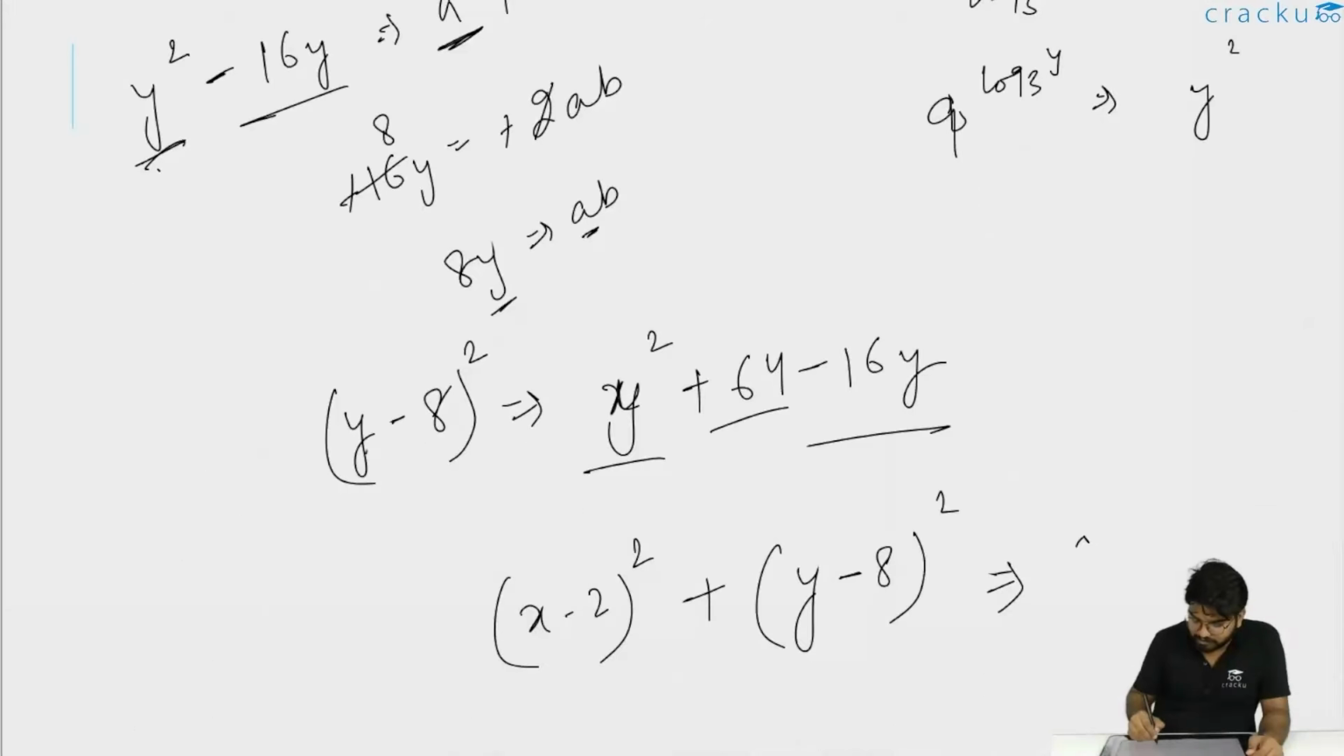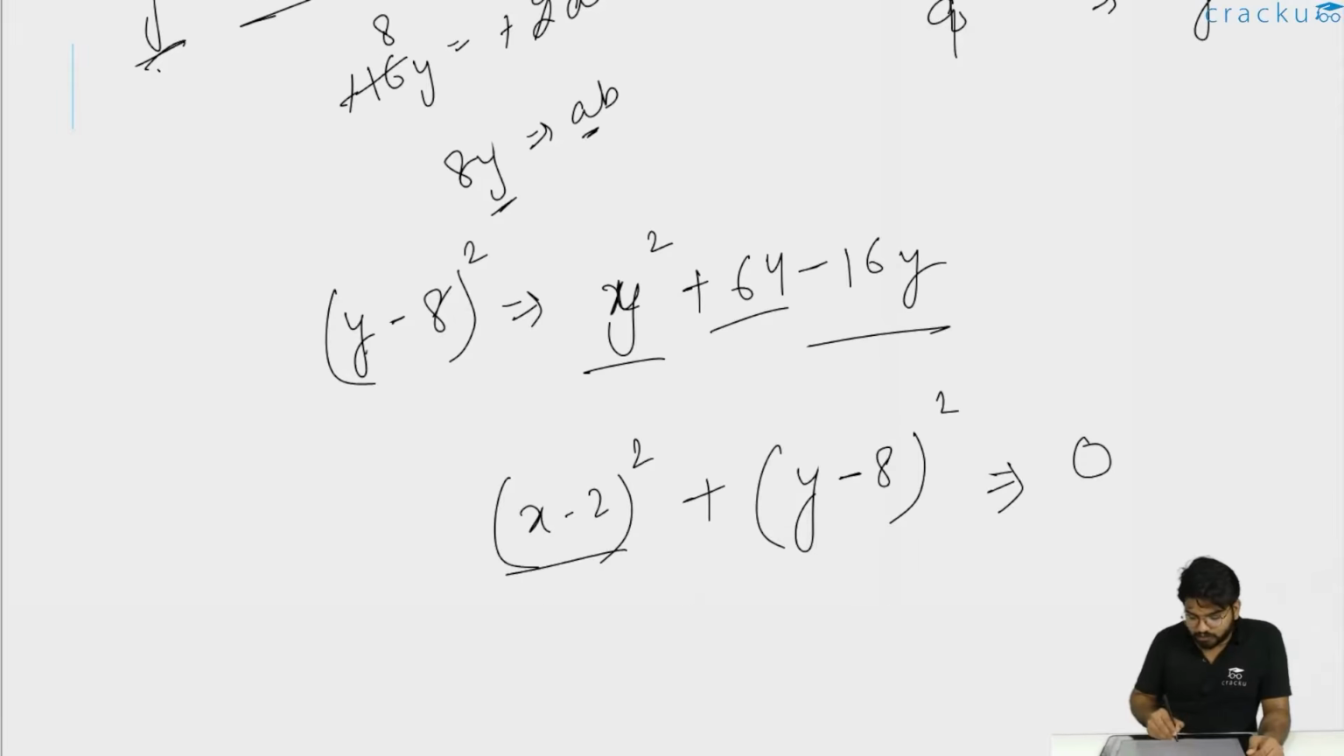So there is nothing in front. Now understand that if the sum of two squared terms is equal to 0, it means both the terms are 0, because the minimum value for a square can be 0. It can't be negative. So minimum value for this is 0. Again, minimum value for this is also 0. That's why the sum of these two terms will be 0.